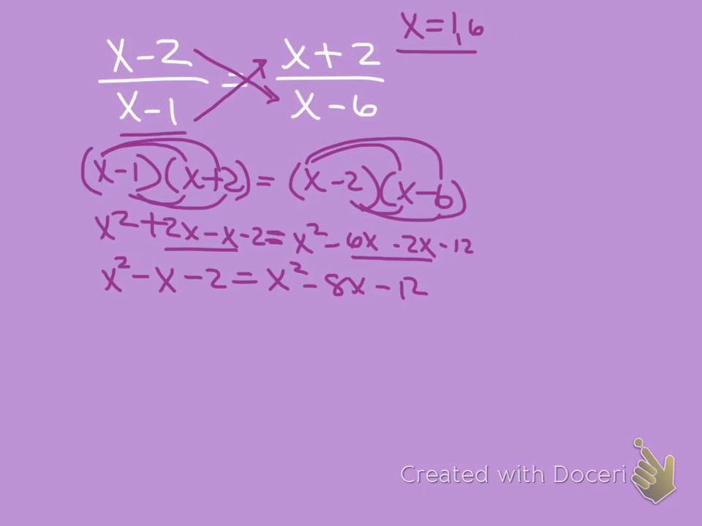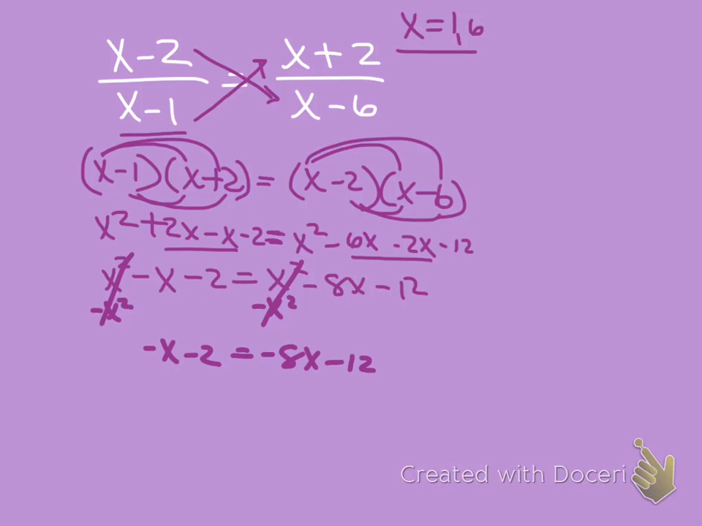Now these x squareds, what's going to happen to them? We can do the box method. We could, but there's an equal. We've got to get everything on one side first, equal to 0. So we can subtract x squared from this side, and they're going to go away. No x squared, no box method even needed. So I'm going to be left with a negative x minus 2 equals negative 8x minus 12.